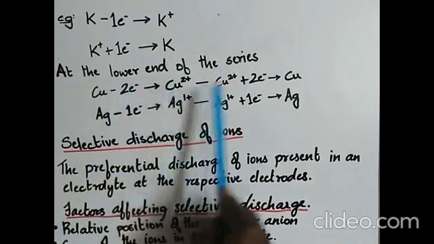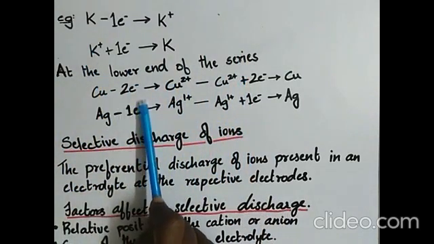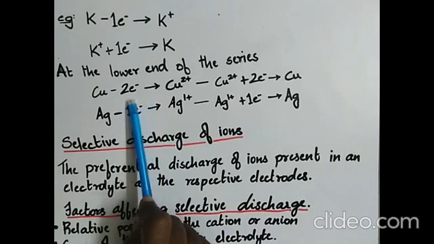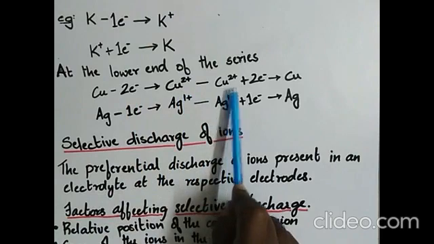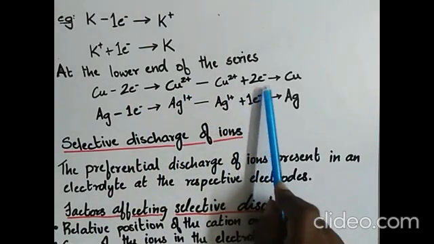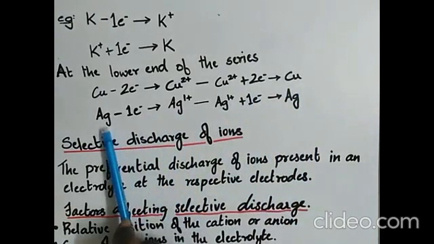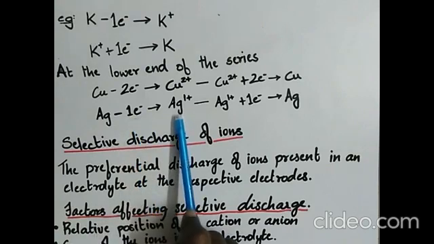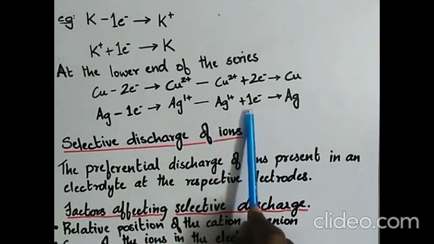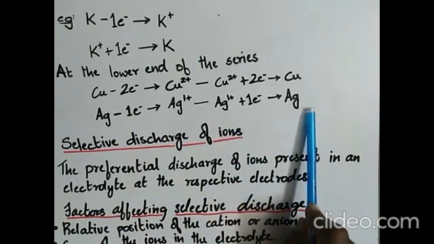At the lower end of the series, we have, for example, copper, which loses two electrons with great difficulty to form copper 2 plus ion. This copper 2 plus ion moves towards the cathode and gains electrons readily to form copper atom. Similarly, silver, which is found at the bottom of the series, loses one electron with difficulty to form Ag plus ion but gains one electron moving towards the cathode, forming Ag neutral atom readily.